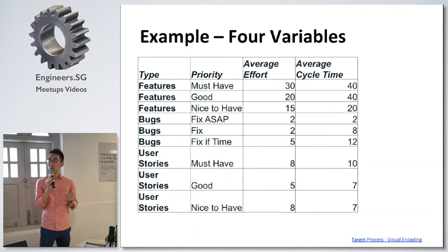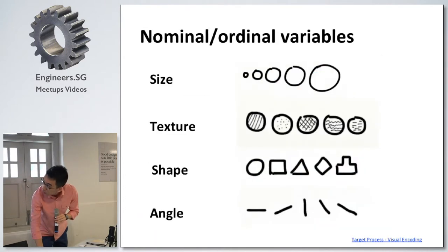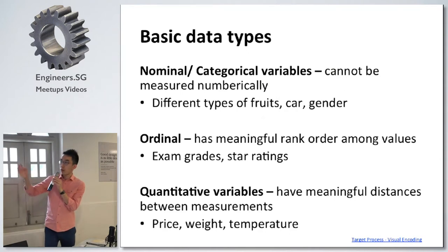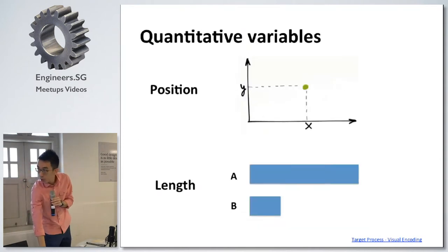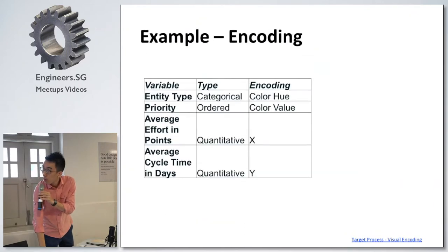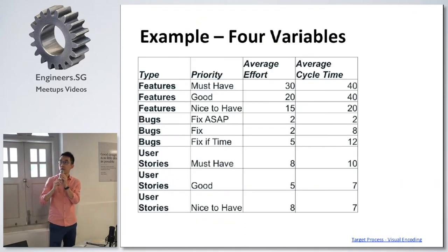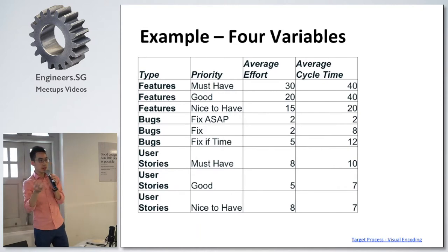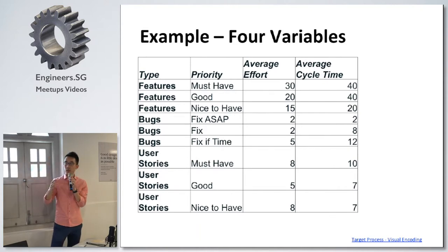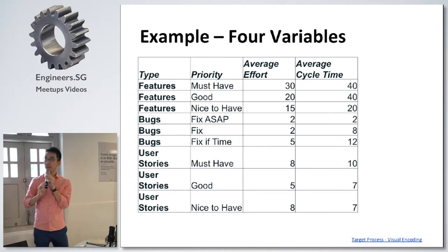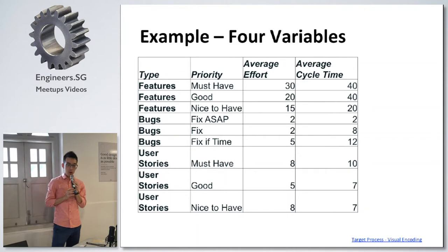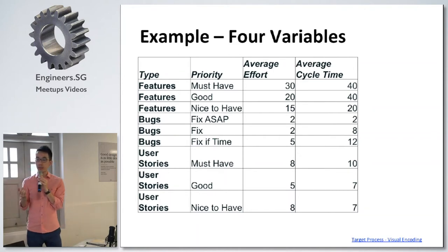So, I'll give you a minute to think through this. Going back to your nominal, ordinal, and quantitative variables, where do they fall under? Just spend a minute to think through. I understand that you can see the answer in the next slide, so try to think it through first. Or at least think about why that is the case.